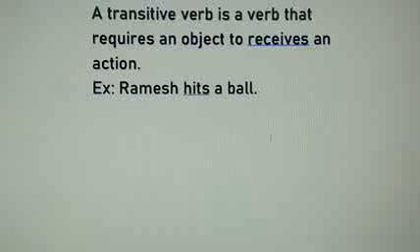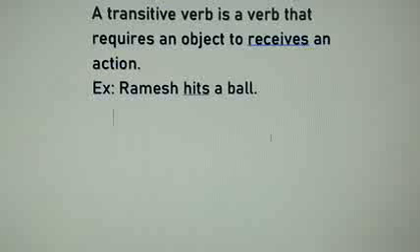How can we find an object? I have already told you. We will ask two questions to the verb. The first one will be what, and the other will be whom. If the verb answers these two questions, the answer will be an object.